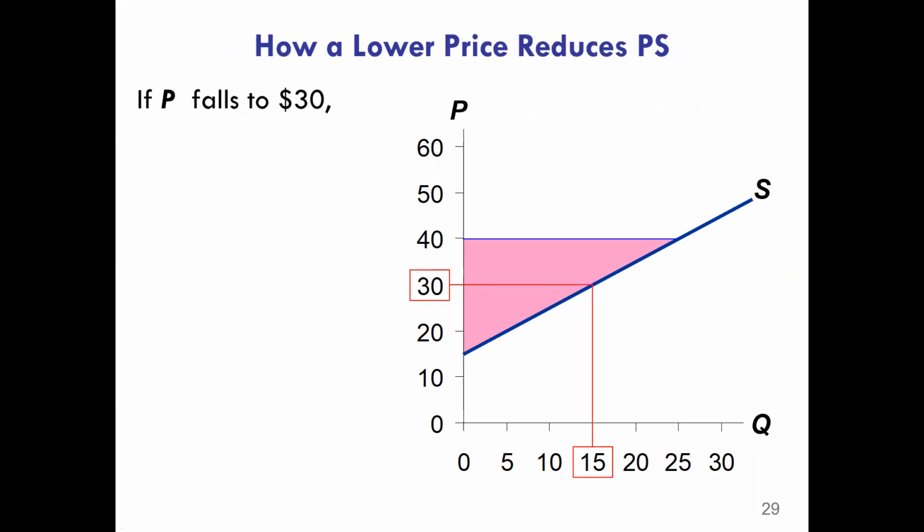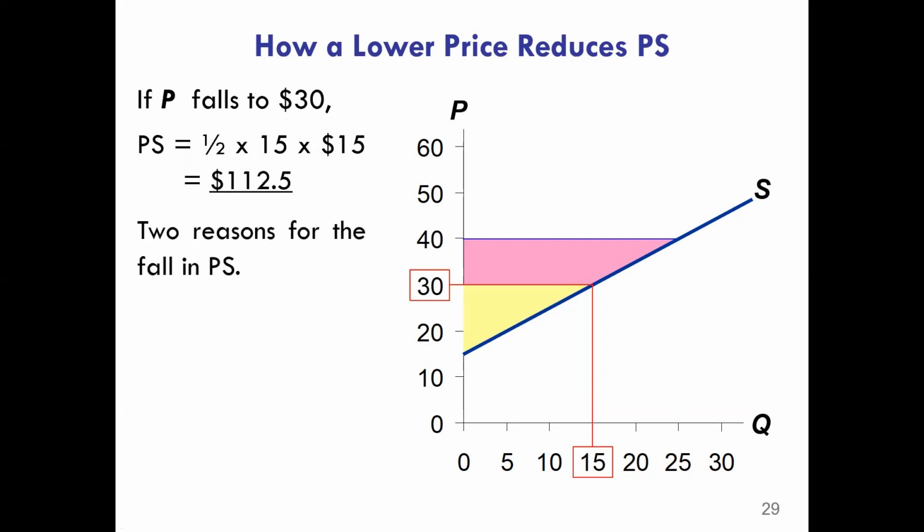So if price falls to $30, what happens to producer surplus? We would realize that the suppliers will receive a lower price, and hence their producer surplus will fall. As we can see, if the cost is 15 and the price is $30, then the height is no longer $25. The height is now $15, and the quantity reduces to 15. And so the producer surplus is also reduced to $112.5.